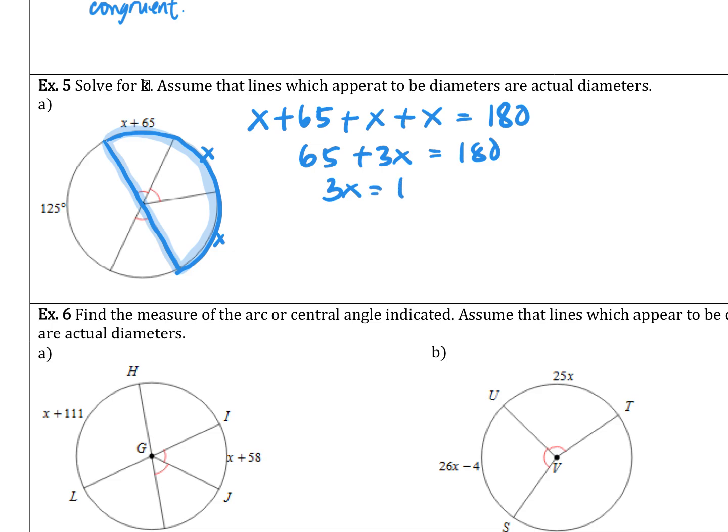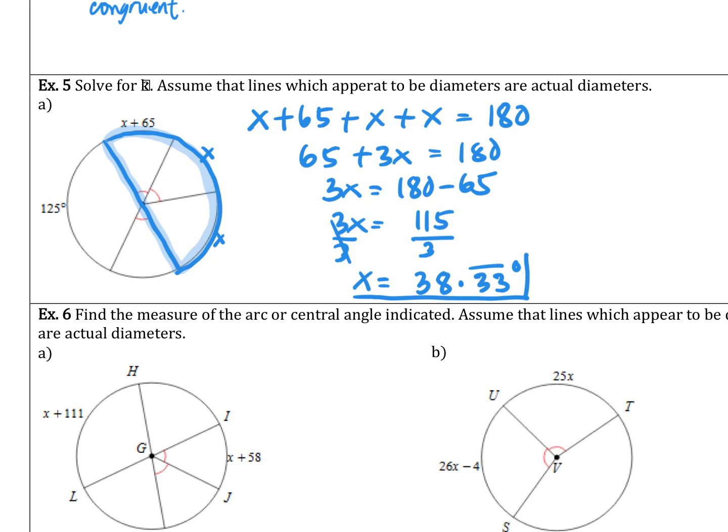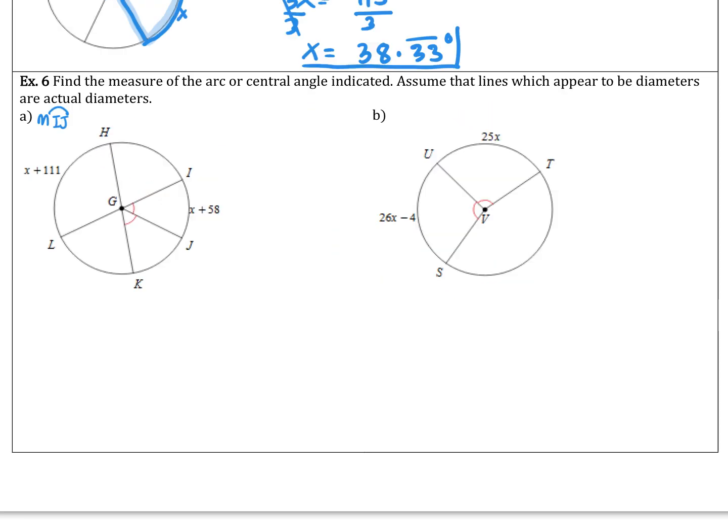Therefore, 3x is equal to 180 minus 65. That's going to give you 3x is equal to 115. Divide each by 3. And our x is going to give this amount, 38.333 degrees. So that's going to be the value of x that's being asked in here.